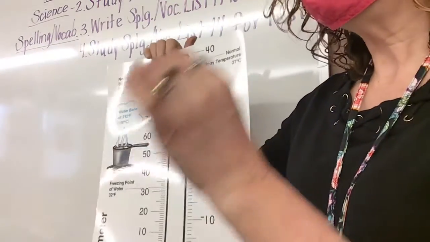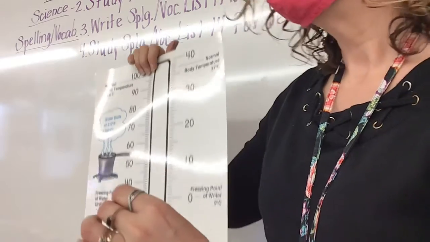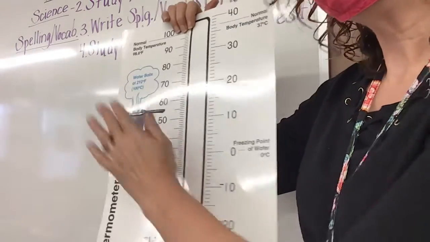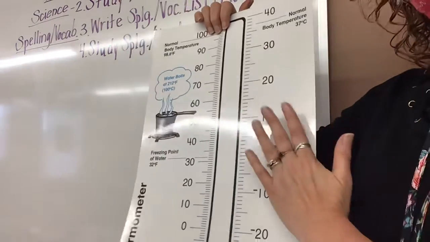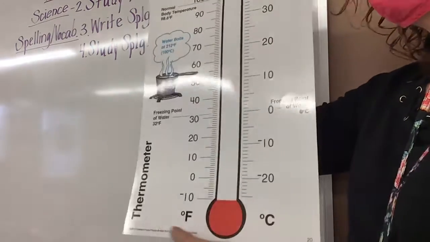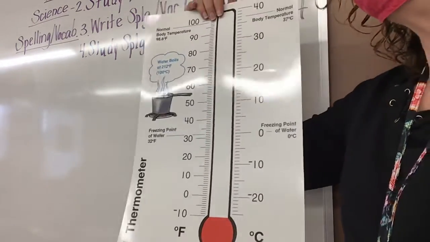But isn't water going to freeze at the same temperature? Yes. Okay, but you just have to remember they're different. For Fahrenheit, it's 32 degrees, and Celsius is going to be 0. But we're not going to learn this one right now. We're just going to learn 32 degrees Fahrenheit is when it freezes.